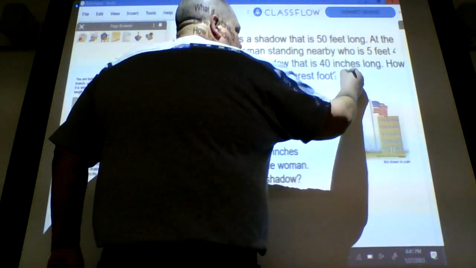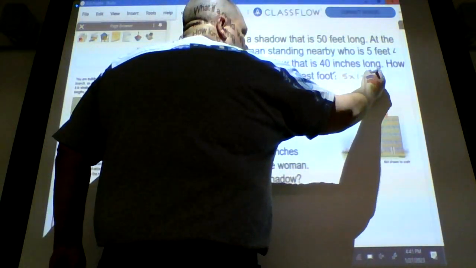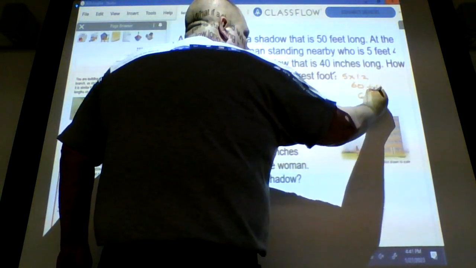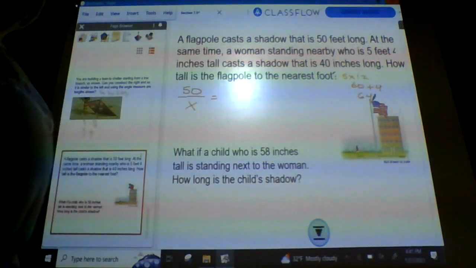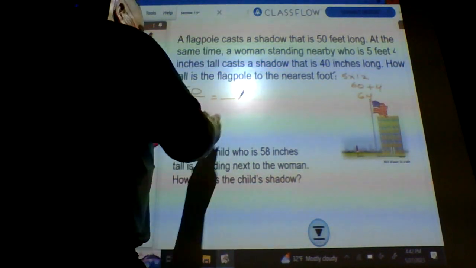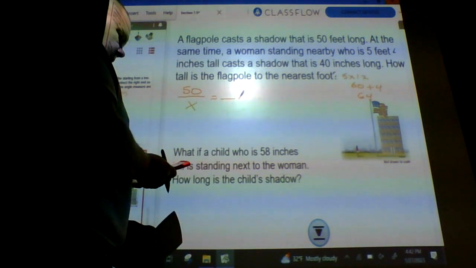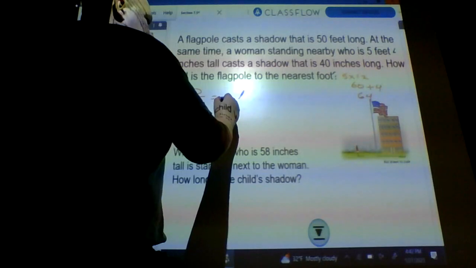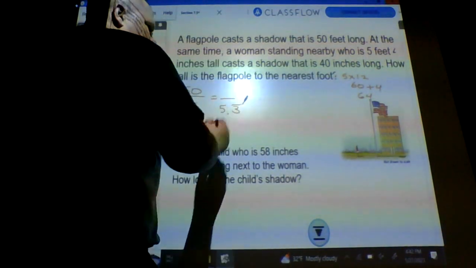Okay, so if I have 5 feet, I'm going to multiply it by 12. That's going to give me 60 inches plus the 4. So my woman is 64 inches tall. I want to be in feet though. So what I'm going to do then is take that 64 and divide it by 12. And that is 5.3 repeating. That is the height of the woman, so that's going to go down here.